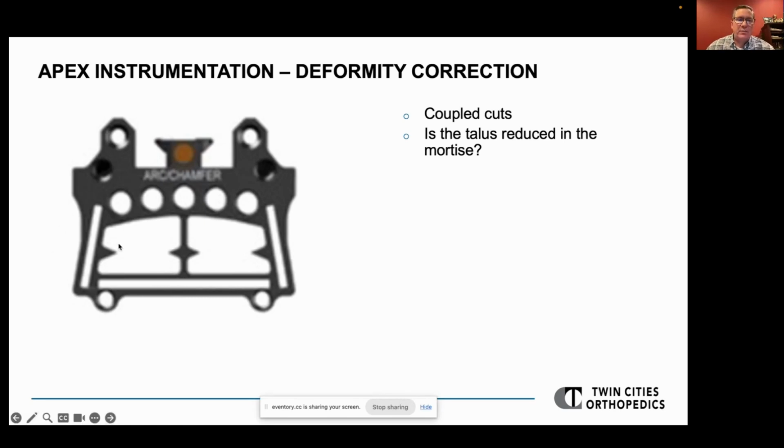Again, we can take a C-arm image that shows us right where that joint line is going to be with our cut block in place. And again, we can see through to make sure that the talus is remaining reduced within the ankle mortise before we make our coupled cuts.